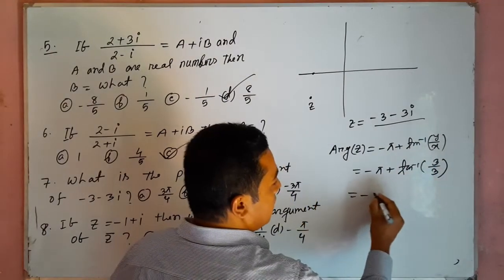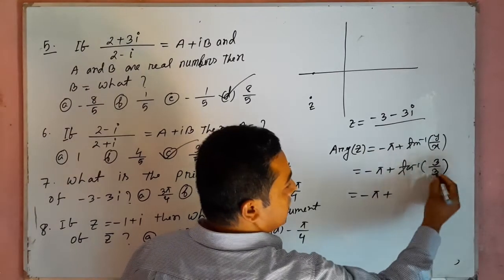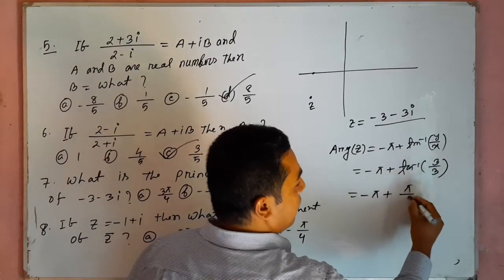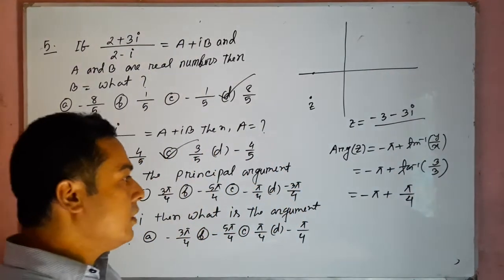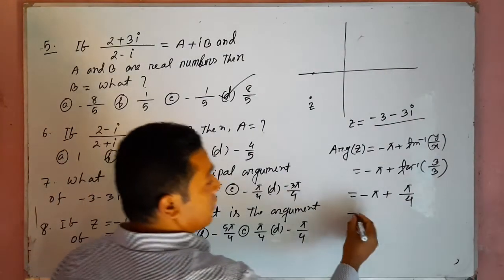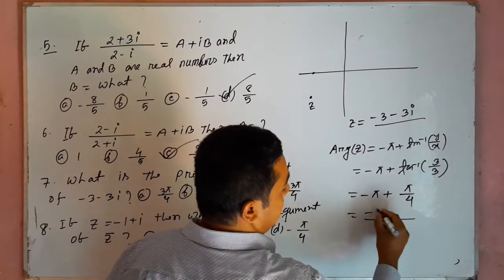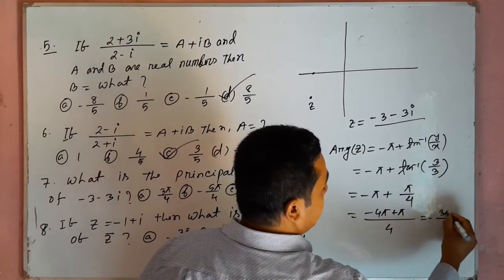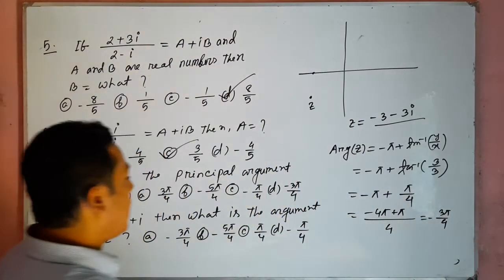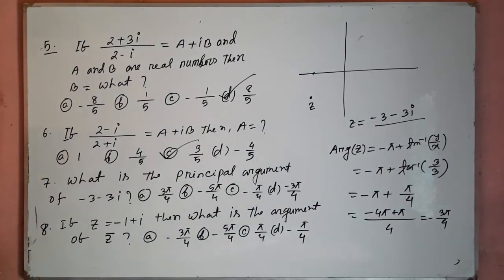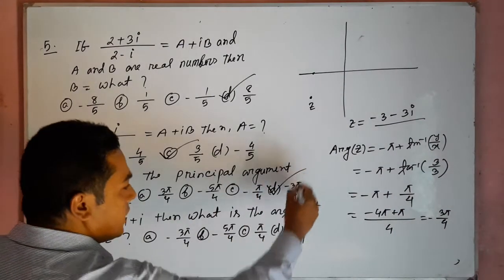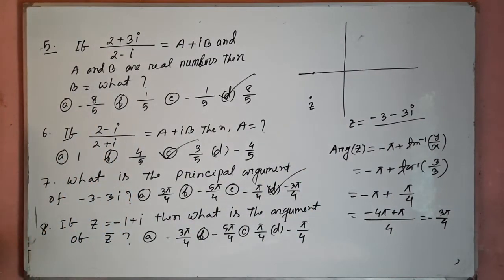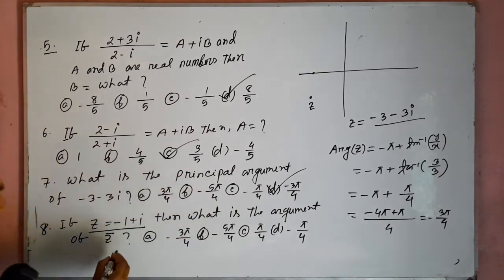Tan inverse 1 is equal to pi by 4. So minus pi plus pi by 4, that is minus 3 pi by 4. Answer is minus 3 pi by 4. It is D.